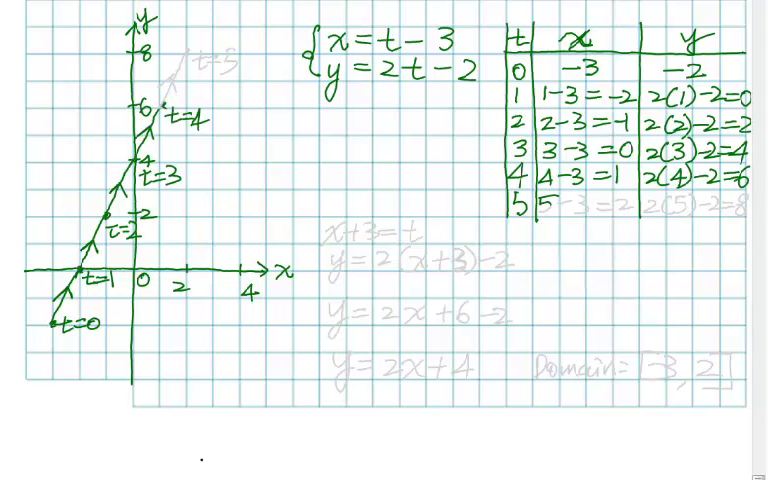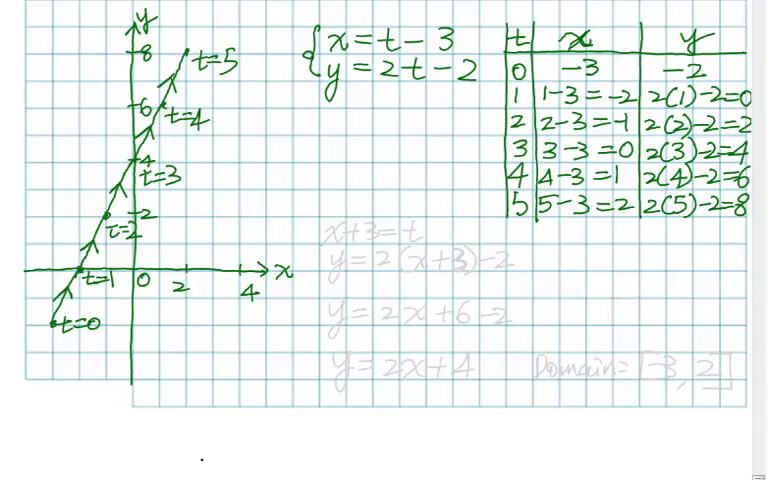When t equals 5, x equals 5 minus 3, which is 2, and y equals 2 times 5 minus 2, which is 8. We completed the sketch of this pair of parametric equations. The result is a straight line segment going towards the top right corner as t increases.